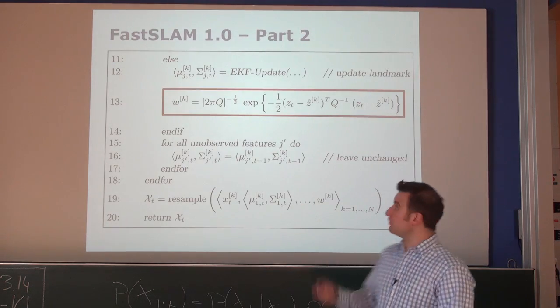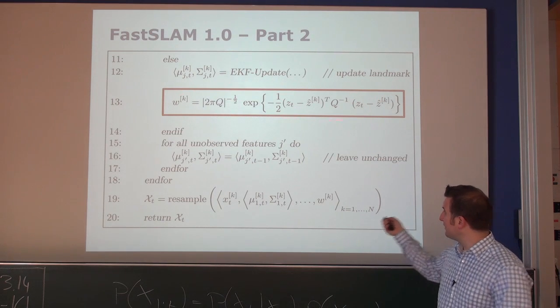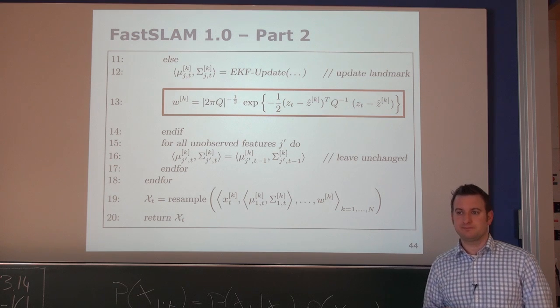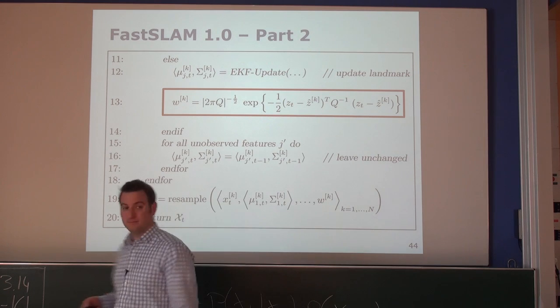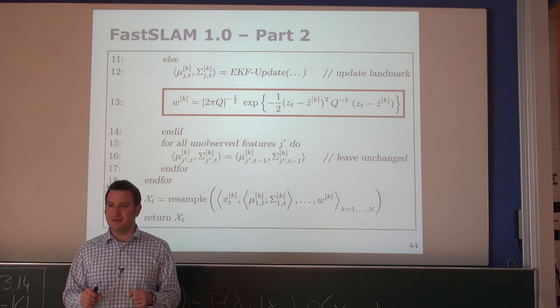And this is the reason why in this algorithm we have this line over here on how to compute the weight. That's it. That was all the black magic involved in FastSLAM.